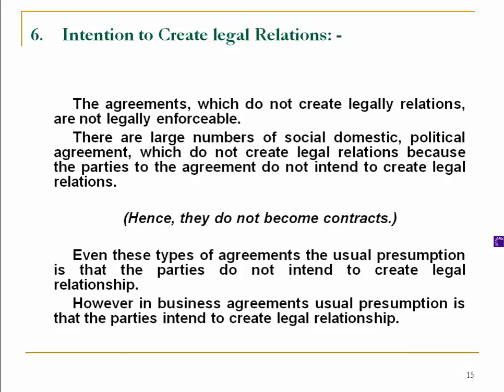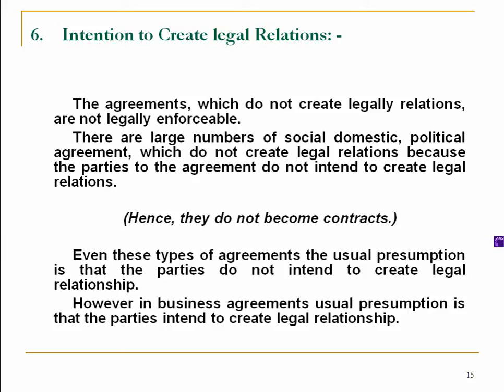Now, the next point, number six, is intention to create the legal relationship. As I said earlier, a contract is an extension of an agreement. If you have made an agreement and that agreement is enforceable, then it will be a contract. The question is how an agreement becomes enforceable. First, it always requires the intention to make a legal relation. The agreement which does not create a legal bond between the parties will never be enforced by the law. So you essentially require an intention between the parties to create the legal relation.